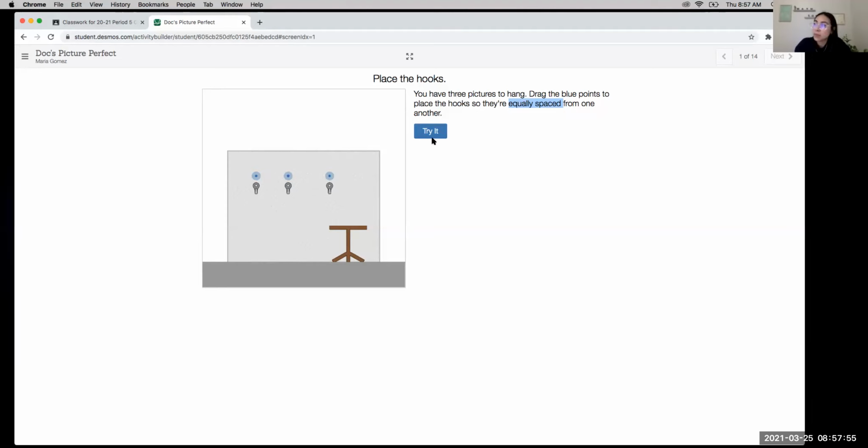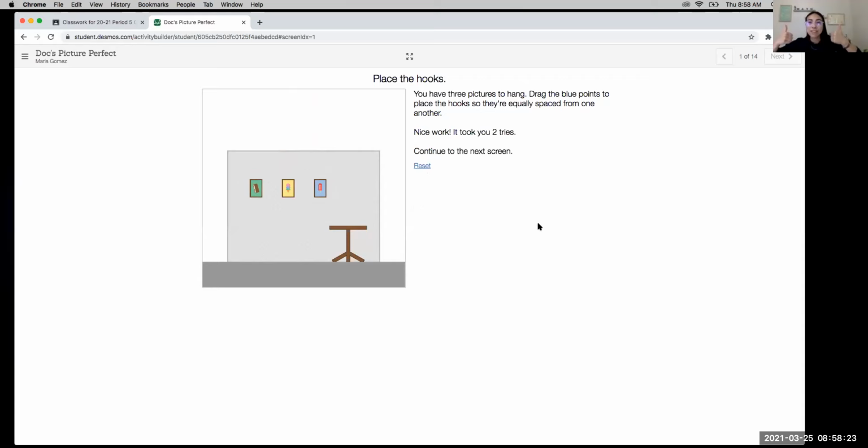Once you have your hooks placed, you want to click on try it. And notice frames come down and they start to hang on your hooks. But my frame here fell. So that means these were not equally spaced. And I can try again. To try again, if you missed it the first time, you can press reset and move your hooks. I know my last frame fell, so I might have to move this one a little closer. I can try it now.